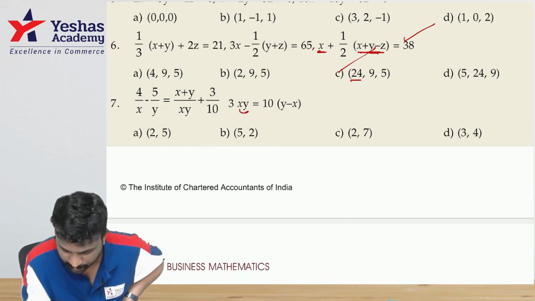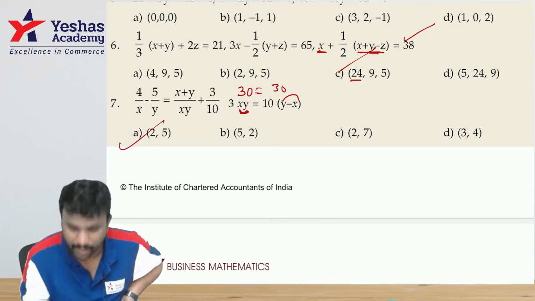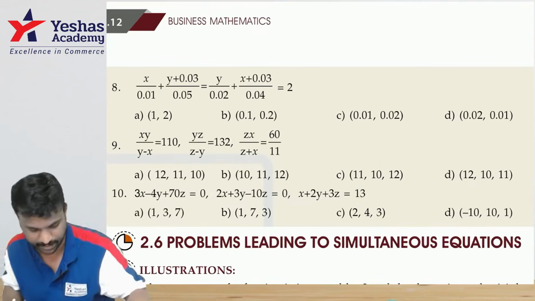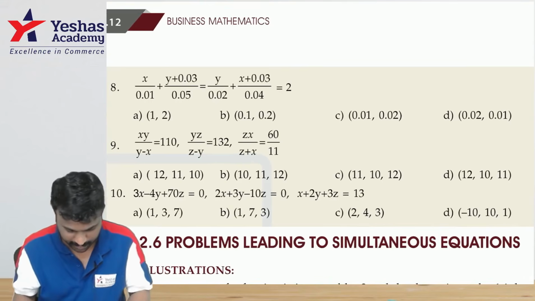Everybody. 2 5s are 10. 10 into 3, 30. 5 minus 2 is 3. 3 into 10 is 30. Therefore, option A itself is the right answer. Guys, moving on to the next question. Question number 8. What does it say?